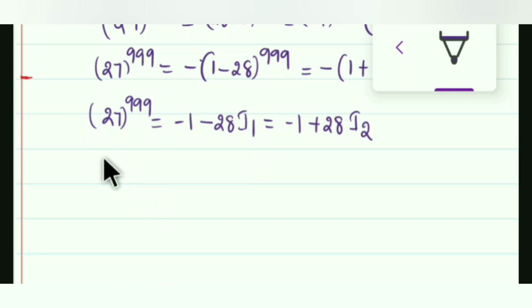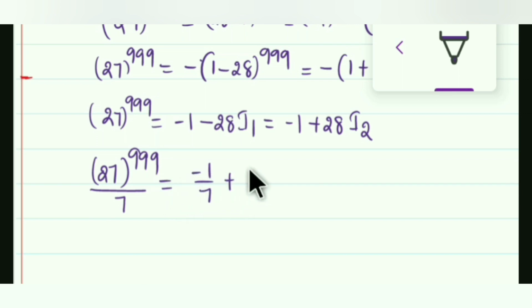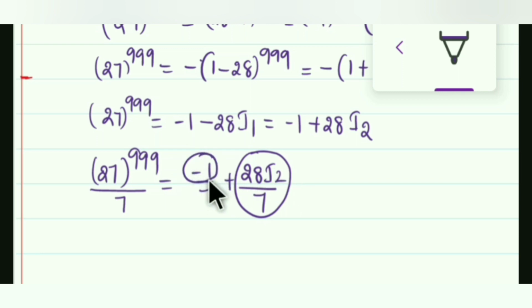Now this is divided by 7. Let me write it. 27 to the power 999 divided by 7, and what I will write now is minus 1 divided by 7 plus 28 times I2 divided by 7. So this part is divisible here, the remainder is 0. Here you are getting minus 1 as the remainder.